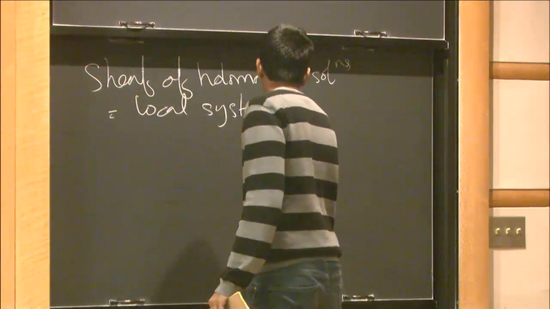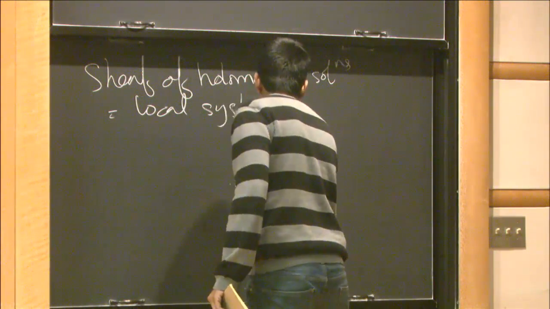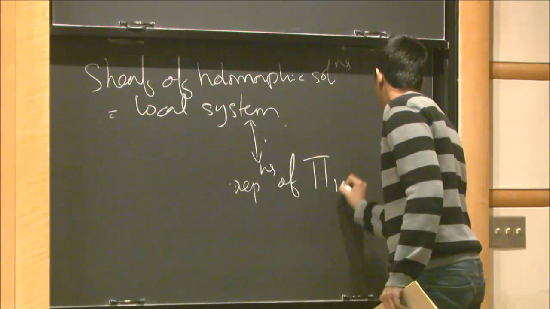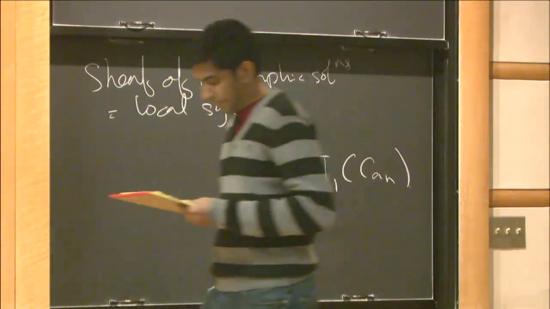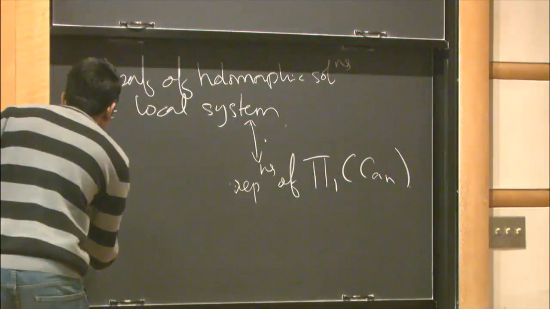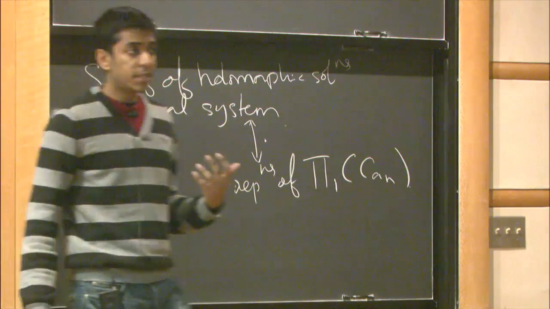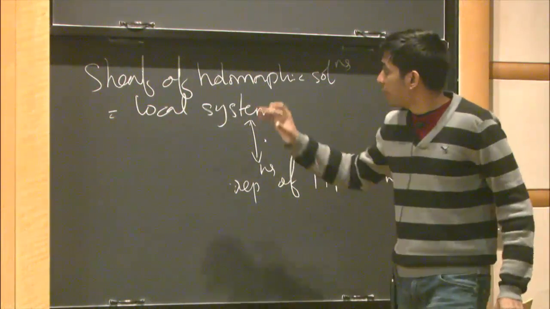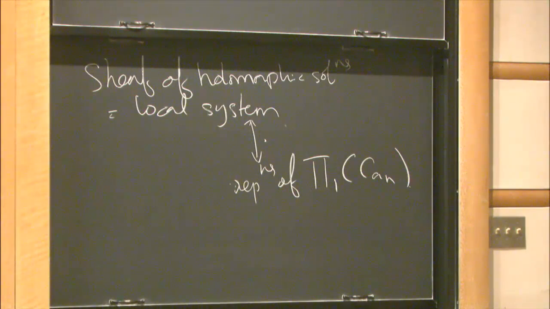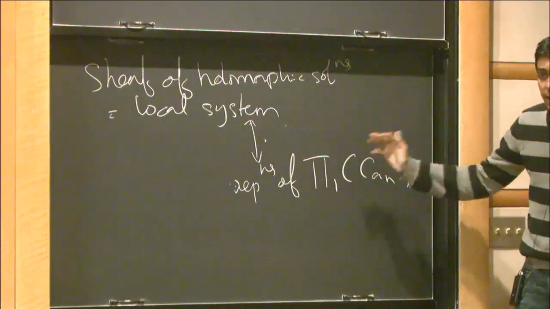And these are in correspondence with representations of the fundamental group of your Riemann surface, C^an. And having a full set of global holomorphic solutions is going to be the same as saying that this representation has trivial image. And having a full global set of holomorphic solutions after finite pullback is going to be the same as saying that this representation has finite image.